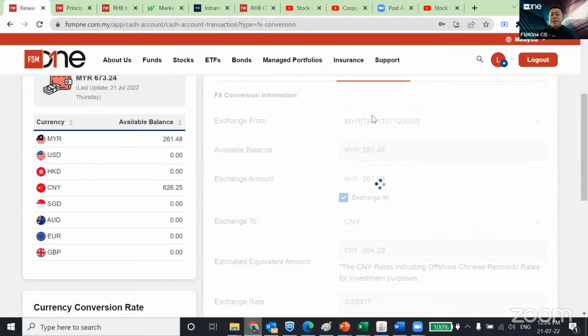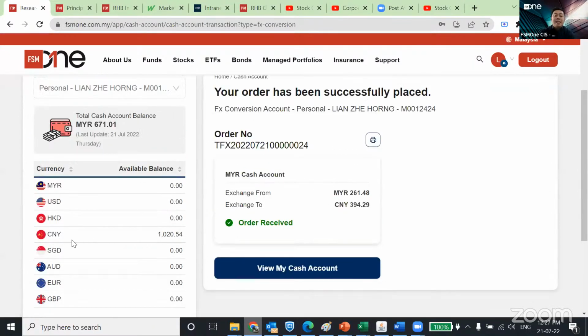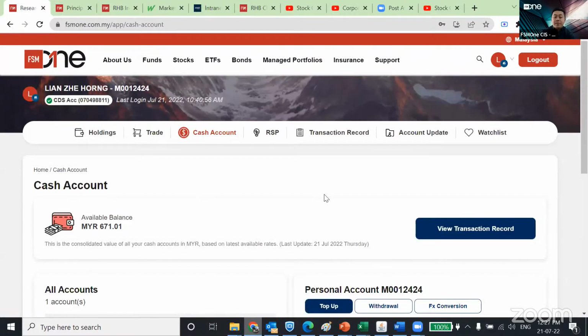Okay, wait for a while. I think my line got a little bit of delay. Okay, after that, the conversion is done. Then you will see that I have my CNY over here, and my MYR is fully converted to CNY. So I can proceed for trading.